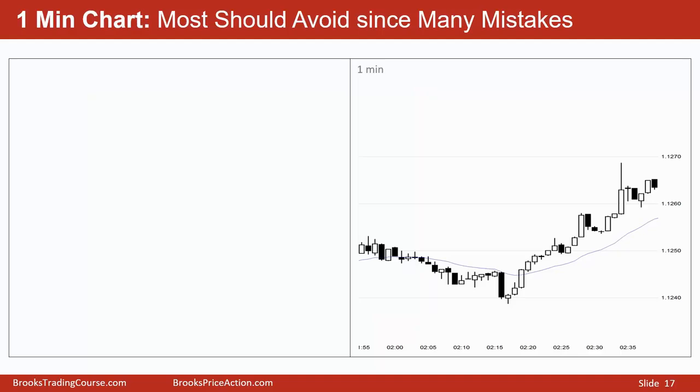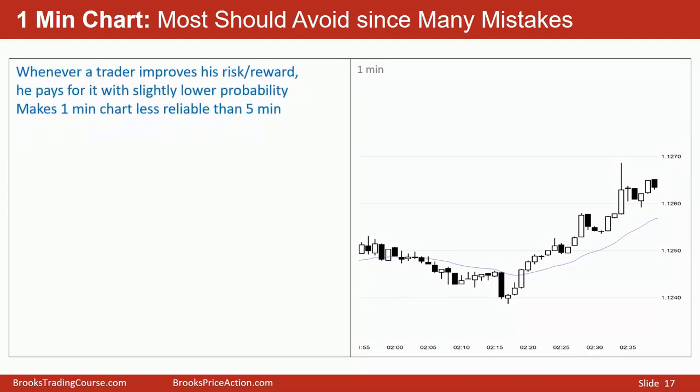One-minute chart, it looks easy, but it happens much faster than you think, and it's just really easy to make a lot of mistakes. So you're entering on the 1-minute chart trying to have better risk reward. Your risk is less, your stop is closer, your reward is greater, you're buying lower. But you're going to pay for it with lower probability.